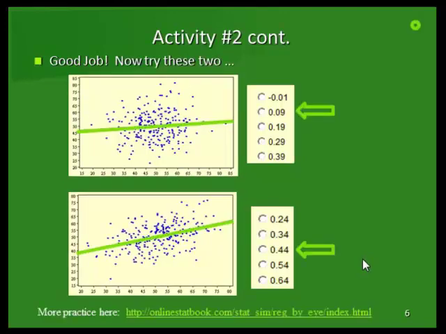Okay, so this one, there's almost no relationship, right? The line's almost straight. Slight positive relationship. The R value would actually work out to 0.09. And down here, it's a stronger positive relationship. Look, the line is steeper. The scores are falling a little closer to the line.